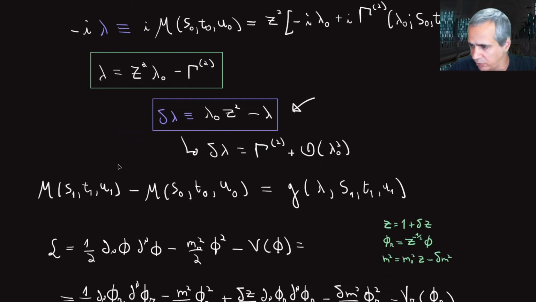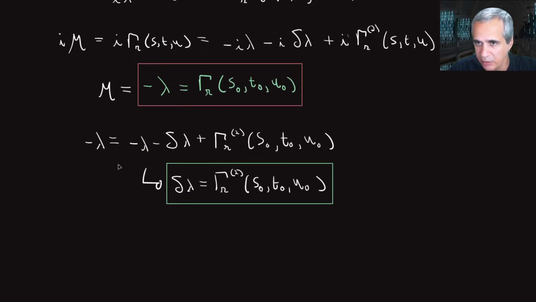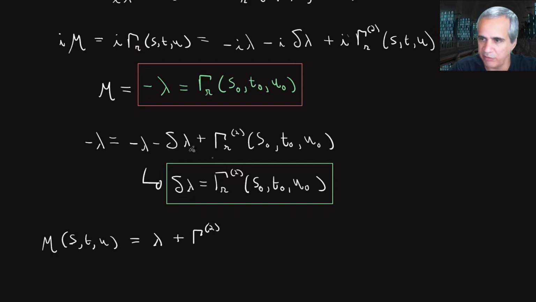So as a final comment I want to make before finishing this video, also here we can see what happens if I want to calculate M or compare with experiment for the matrix element at different points in the STU space. So I can use this equation to rewrite M of STU as lambda plus these. Of course, this equation is only valid up to this order in perturbation theory. There will be other contributions for higher orders. But at this order, this guy is just this.